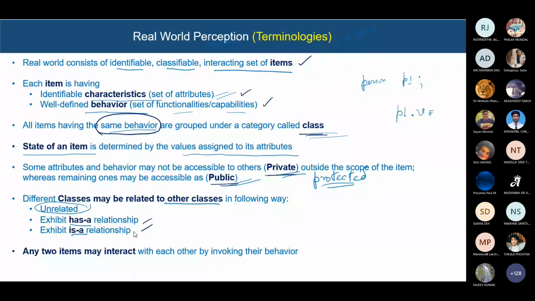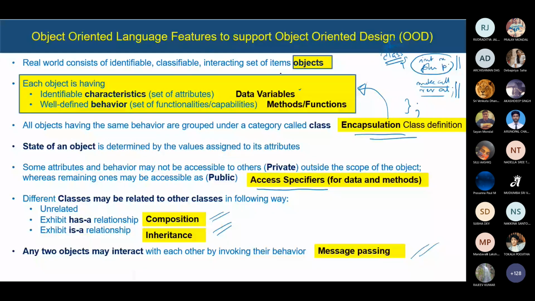So is there any other possibility? No, sir. Okay. And any two items may interact with each other by invoking their behavior. That's all. So finally, this real world identifiable, classifiable, interacting set of items are called objects. So in object oriented terminology, these are called objects.